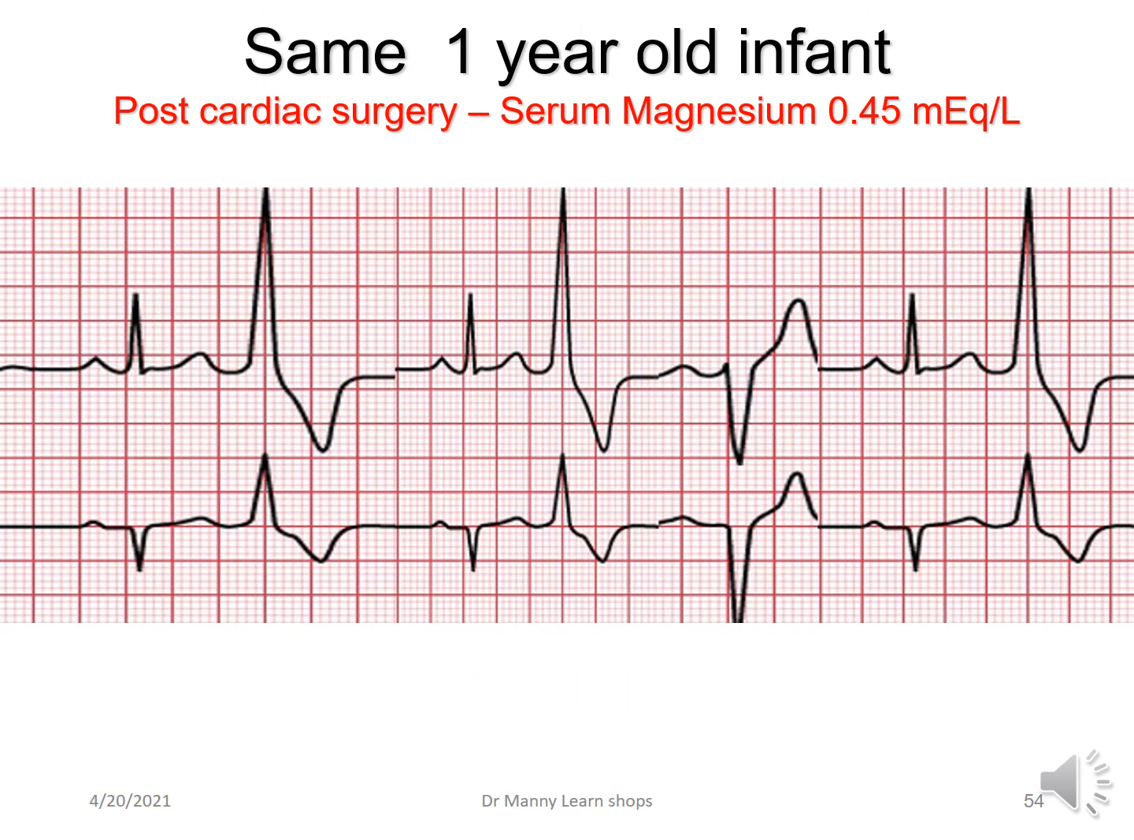You've got the same 1-year-old infant post-cardiac surgery, and magnesium is being given, let's say, intravenously. However, you can't give it too quickly. You've got to give it slowly, at least over 30 to 60 minutes. And now they've got this rhythm. This rhythm basically is ventricular bigeminal PVCs, and they're multifocal. Some are positive and some are negative.